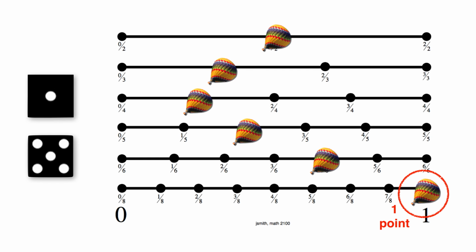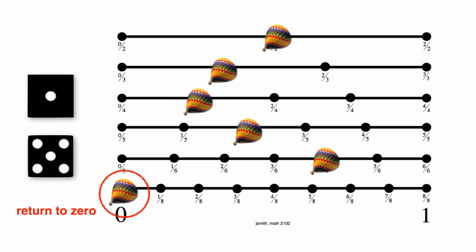When we land exactly on a 1 on the right hand of the game board, you score a point, but you must land on it exactly. Once you land on 1, you return to 0.